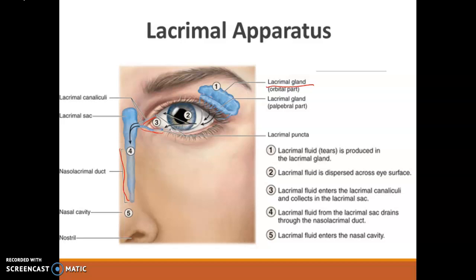If we are crying, do we have nasal discharge? Yes, we do, because when we are crying, we produce more tears, which then pass through the lacrimal canaliculi into the lacrimal sac, and finally end up in the nasal cavity.